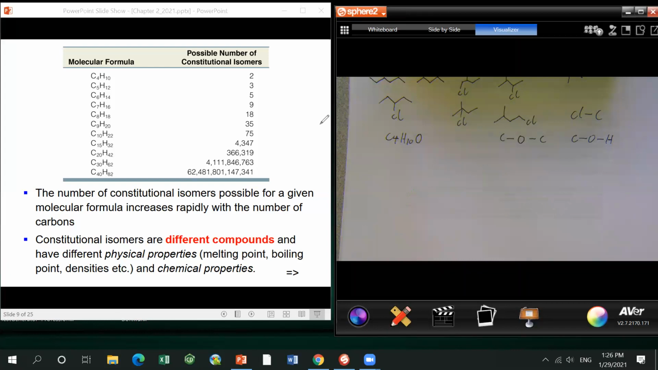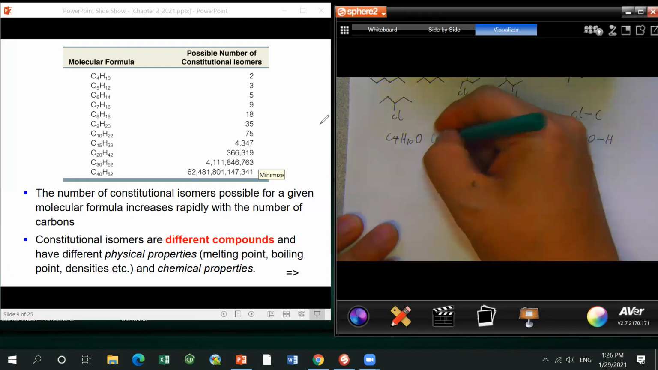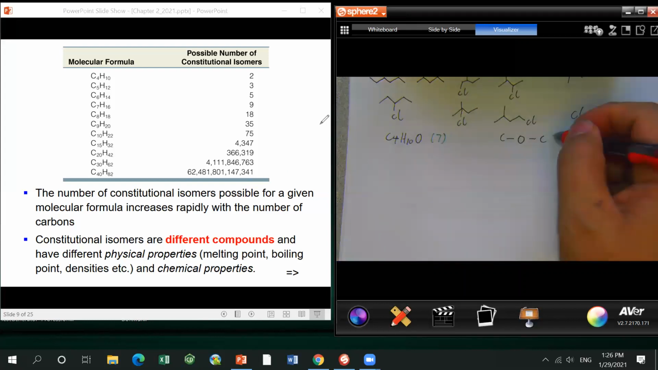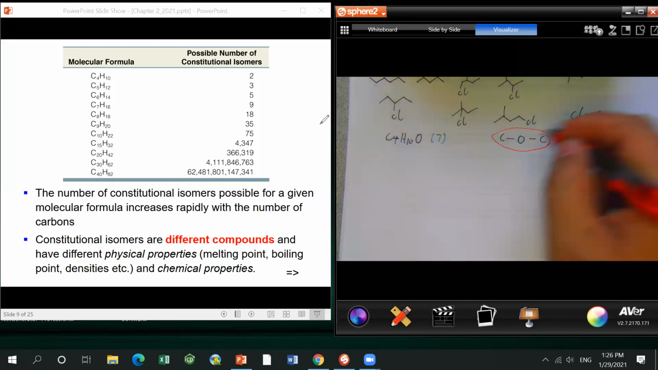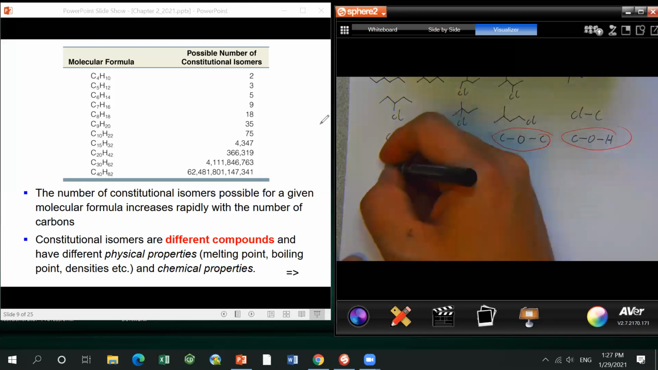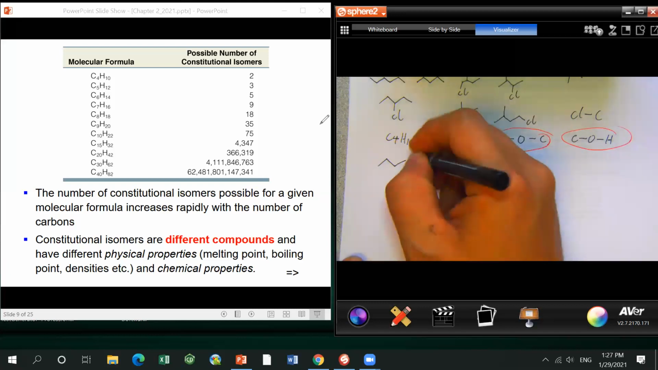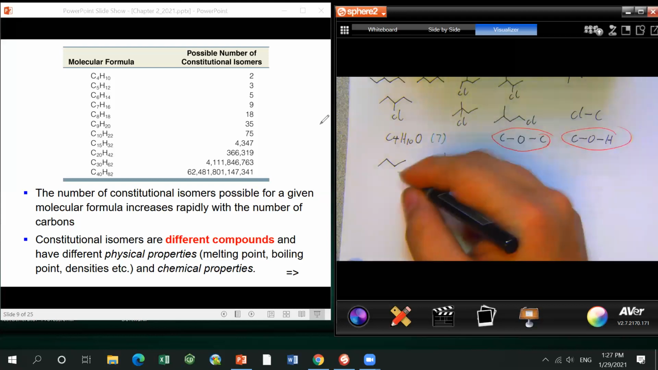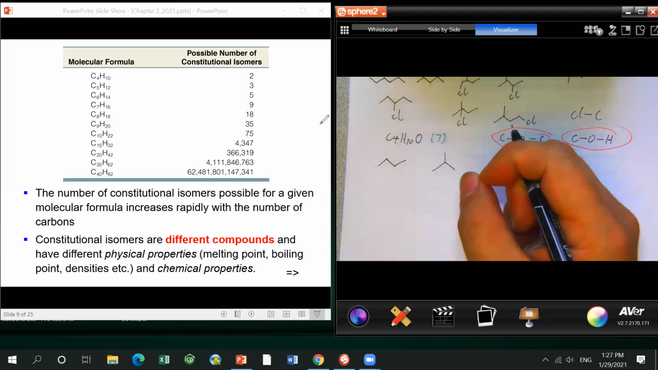For this one, actually, you can draw seven constituent isomers. That's the case here, with COO, COC bond and COH bond. First, we need to draw the carbon framework. Like I said, do it stepwise. For four carbons, there are only two carbon frameworks, these two. That's what we just learned at the very beginning.